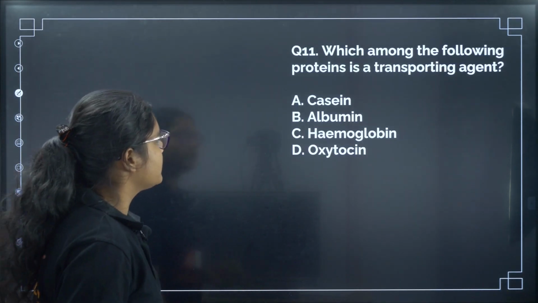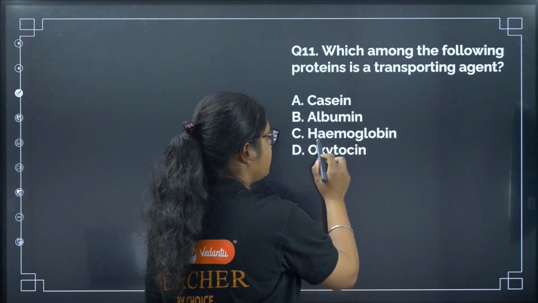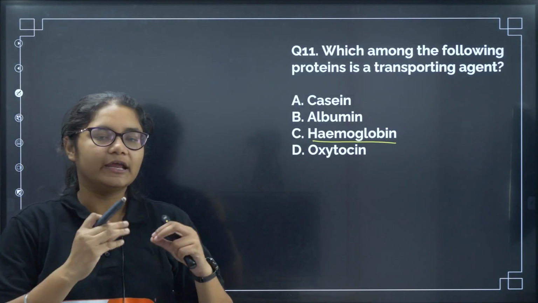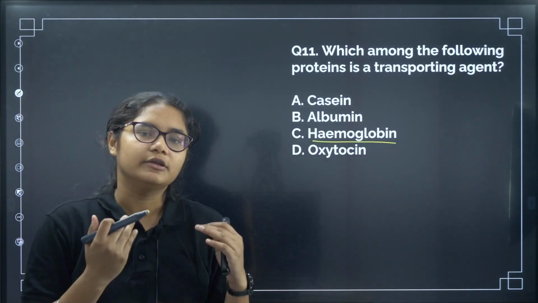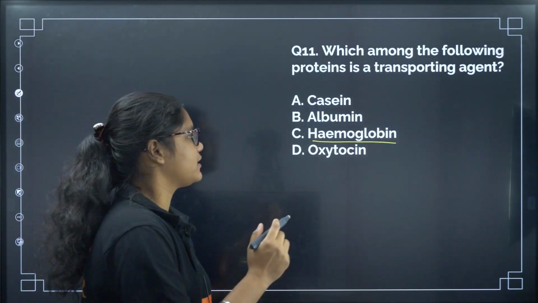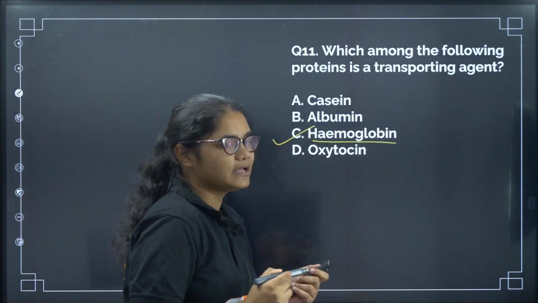Next, which of the following proteins is a transporting agent? Again, even if you don't know, we all know the function of hemoglobin. It transports oxygen from your lungs to the cells. So that is why the transporting agent is option number C, that is hemoglobin.